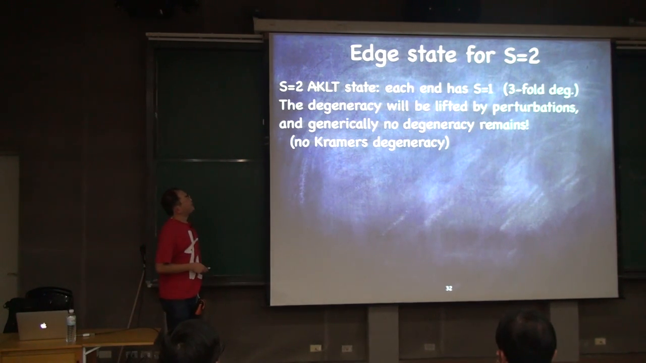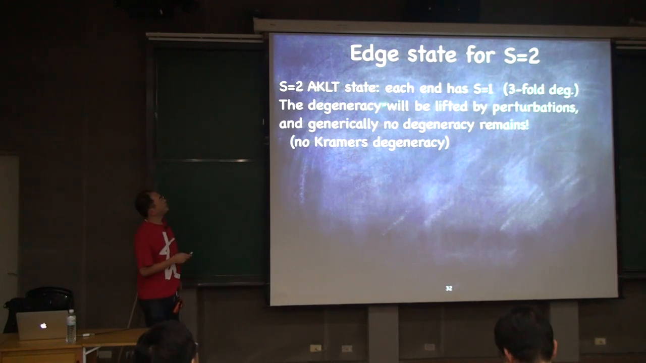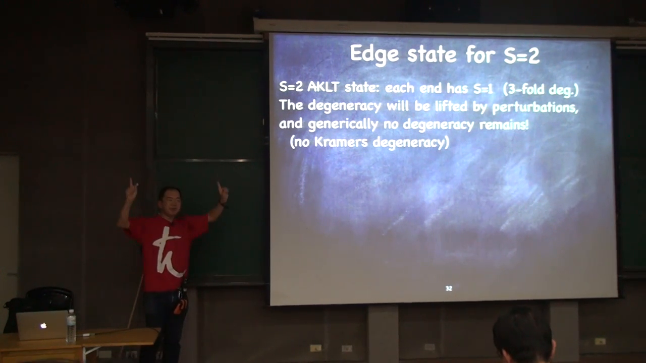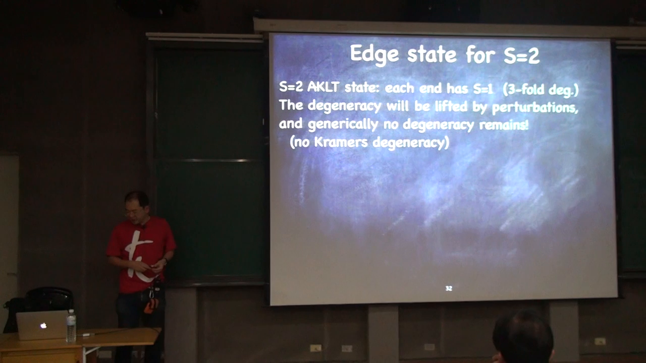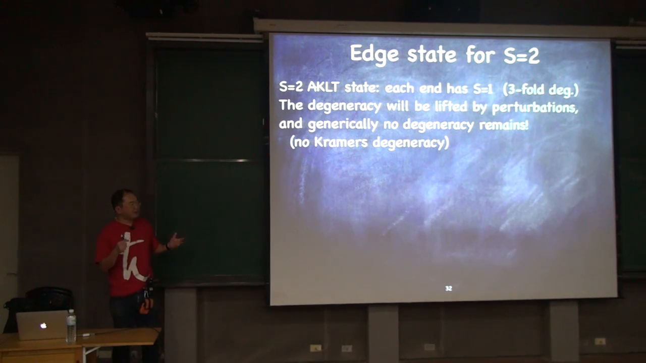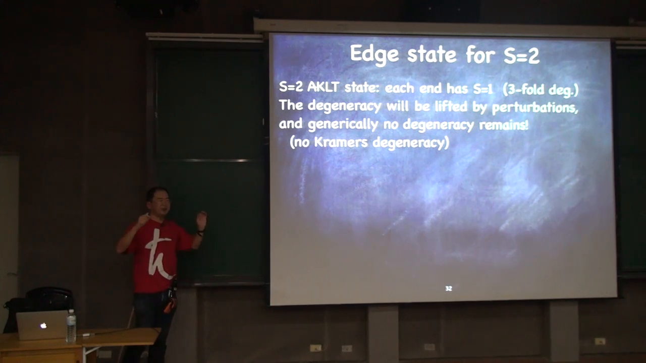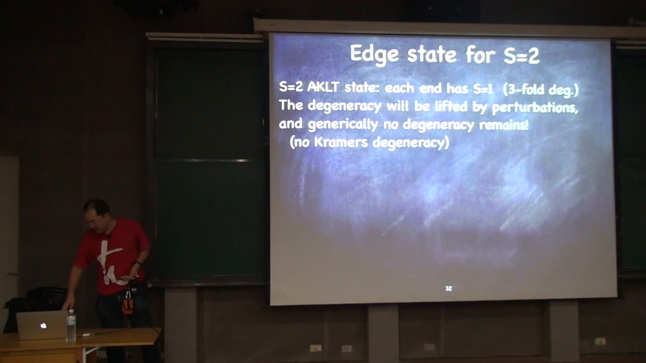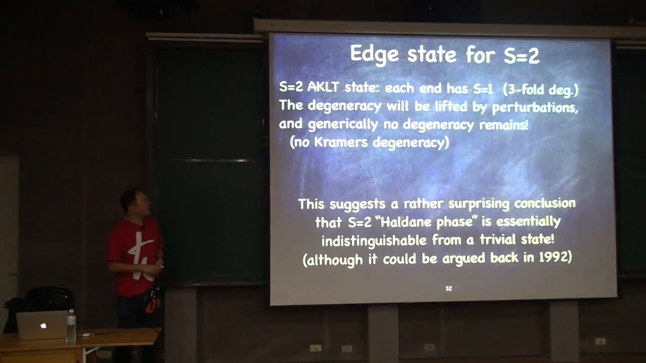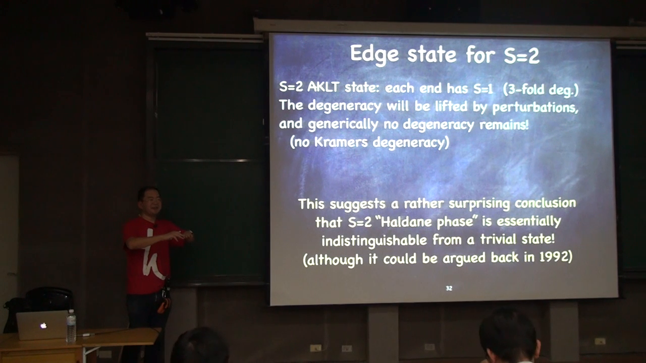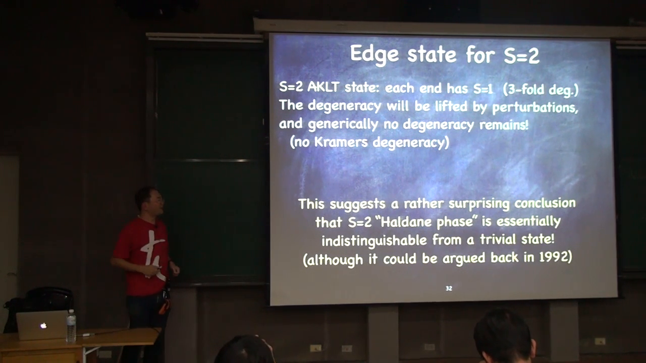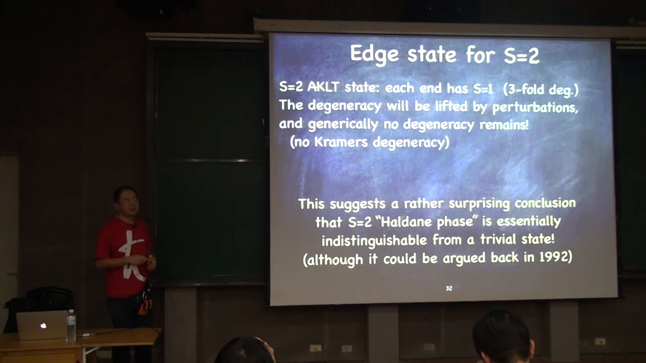But actually, once you think about this, the answer is simple. So the edge state for spin 2: in the spin 2 AKLT state, each end has spin 1, because you have two free spin one halves, but you apply this symmetrization operator, so two free spin one halves are combined into spin 1. So you have spin 1 at each end. And then the AKLT Hamiltonian is very special. In order to consider a realistic Hamiltonian, you need to introduce some perturbation. And the question is whether this edge state survives in the presence of perturbation. And the answer is this spin one edge state has no Kramers degeneracy. It has degeneracy for the AKLT model, but if you perturb this with a general Hamiltonian, then this is not really correct.